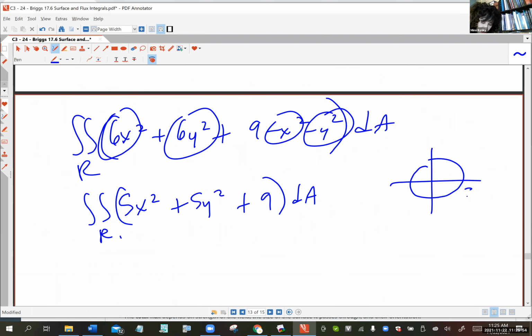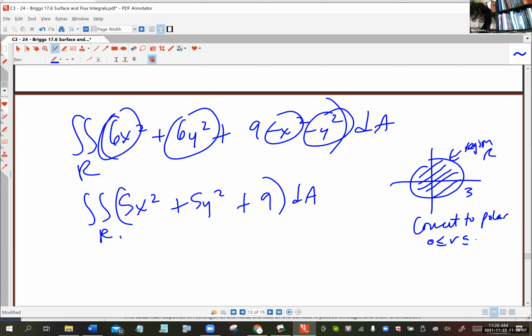So here's your region R. So you know, convert to polar, because if our region is a circle or a portion of a circle, we're going to want to convert to polar. No way do I want to do that in rectangular coordinates. I'm not crazy, okay? I may look crazy, but I'm not that crazy.